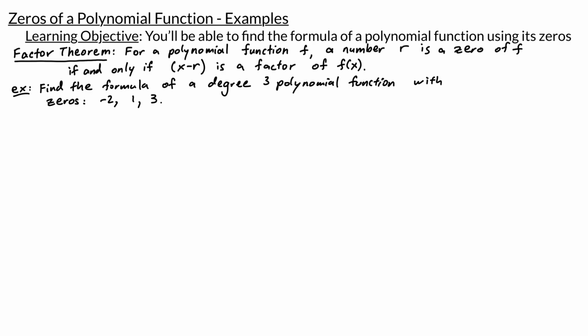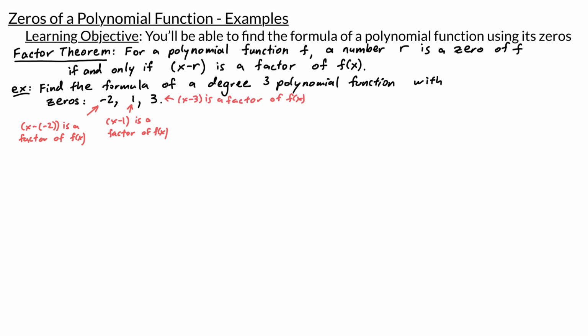In our example here, we want to find the formula of a degree 3 polynomial function with zeros -2, 1, and 3. The factor theorem tells us that because -2 is one of my zeros, our function has a factor of x minus -2. And since 1 is one of the zeros of our function, we know that x minus 1 is one of the factors of the polynomial. And lastly, since 3 is one of the zeros, we know that x minus 3 is one of the factors.